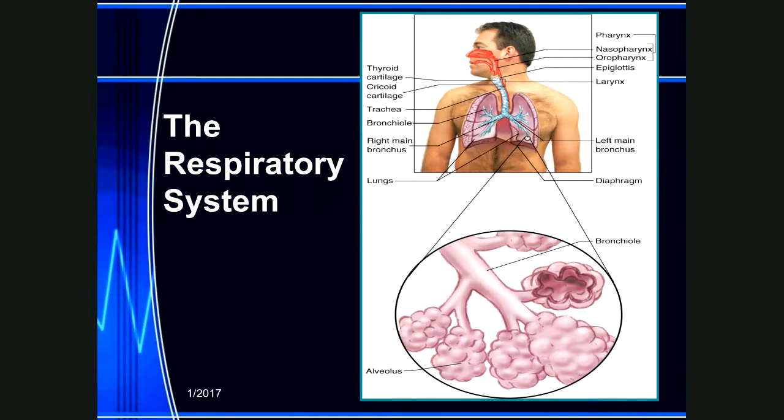The alveoli are the furthest part of the lungs where gases and air exchange. The alveoli are very small little sacs where the gas exchange takes place. And the alveoli, they're very elastic. They get bigger when we breathe in and they get smaller when we breathe out. We have millions of these alveoli in the lungs.